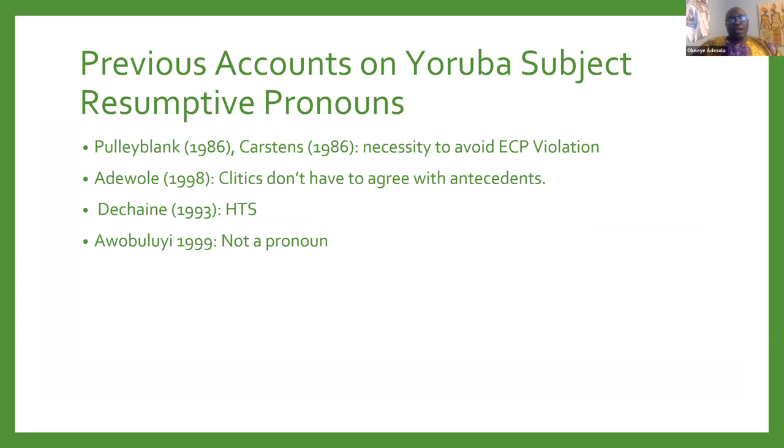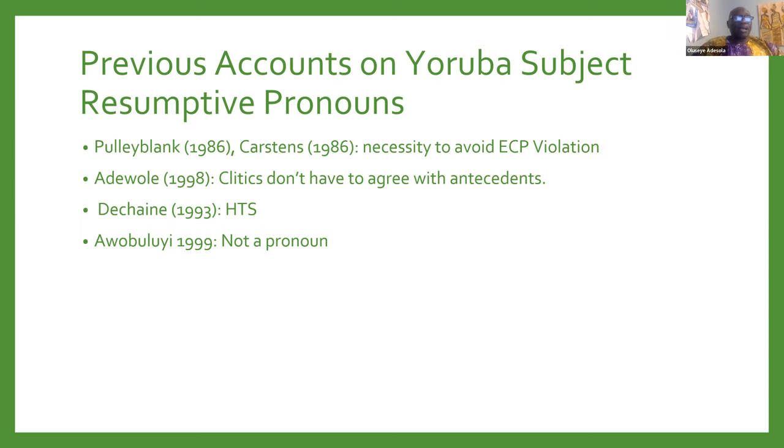There have been several analyses in the literature about how to account for the occurrence of the non-agreeing resumptive pronoun in Yoruba. For example, if you look at the work of Pulleyblank, 1986, and Cassings, 1986, they said that the reason why Yoruba uses a resumptive pronoun in subject position is because the position is not governed, antecedent government is not available, and to avoid violating the Empty Category Principle, a pronoun is stuck in that position.